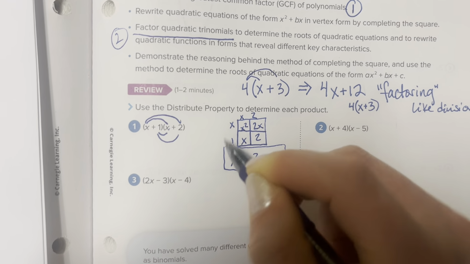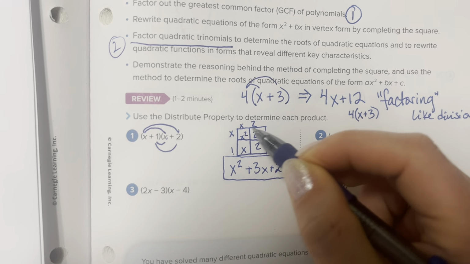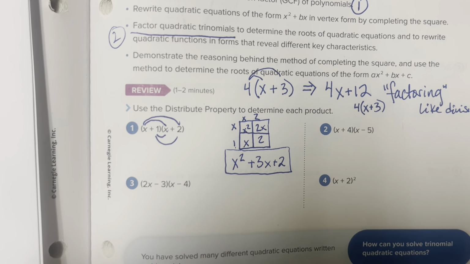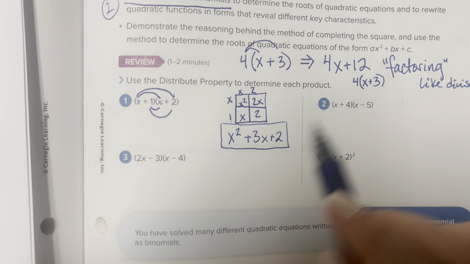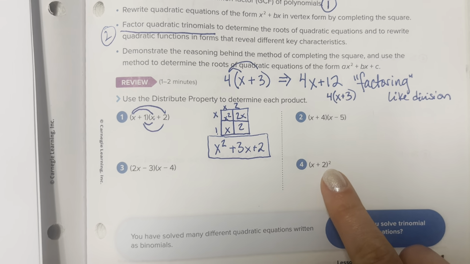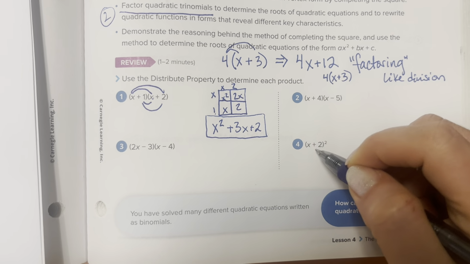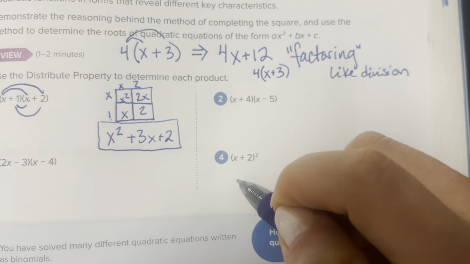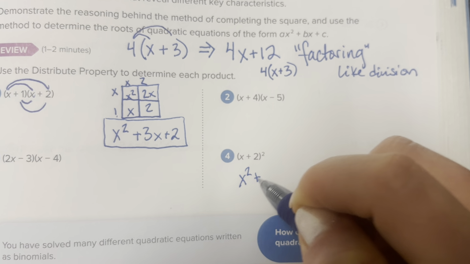You distribute everything out, you get 4 answers back, and then you combine together to get a quadratic in standard form. So try 2 and 3 on your own. Please check with your neighbors, please. And then when you get to number 4, I will murder you if you put x squared plus 4.